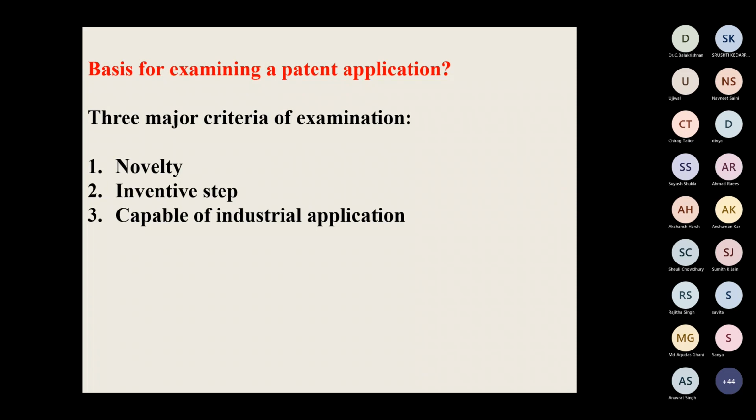Three basic criteria are there: novelty, inventive step, and industrial applicability, so capable of industrial application. These are the three criteria that the patent office, the examiner, considers, and then accordingly gives you a report on whether it qualifies this criterion or not. Accordingly, a report is given to the applicant. Now we'll come to the first criterion, novelty.